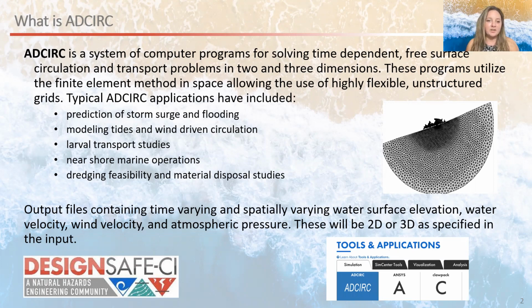Output files from ADCIRC can contain temporal varying and spatially varying variables such as water surface elevation, water velocity, wind velocity, and atmospheric pressure. And these can be in either 2 dimensions or 3 dimensions as specified by the user during input.